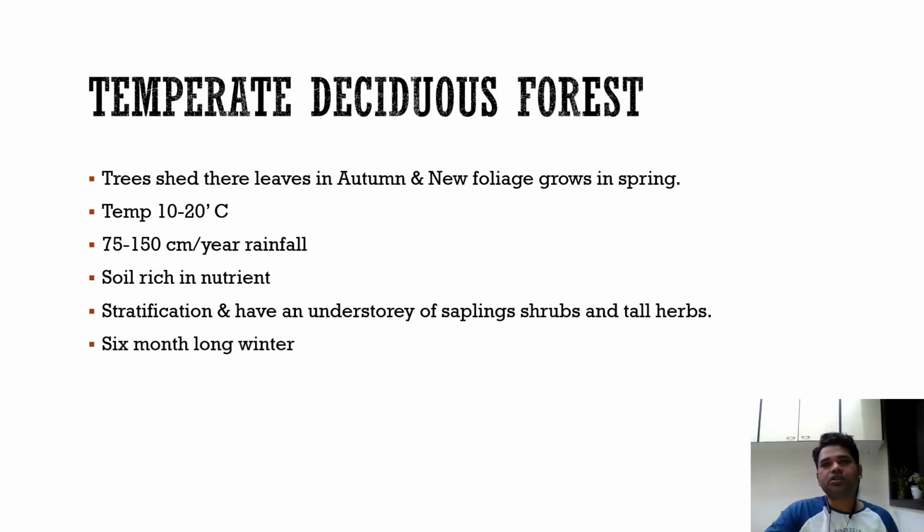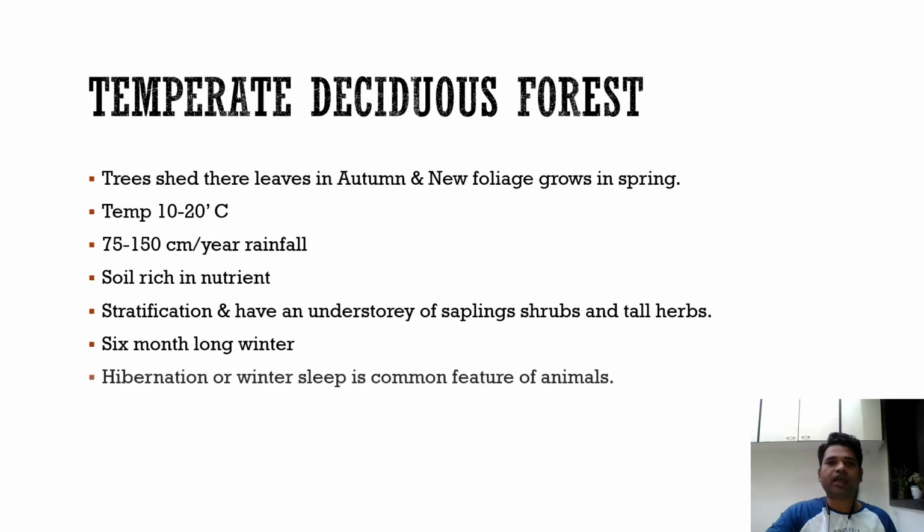Due to the 6 months long winter season, the fauna over here, the animals, show a particular behavior known as hibernation, or winter sleep. It is seen only in the case of the temperate deciduous forest. I'll give an example. The grizzly bears show hibernation. But the bear in Indian forests, the black bear, doesn't show hibernation. Hibernation is only found in the grizzlies, or bears, the animals which are found in the temperate deciduous forest.